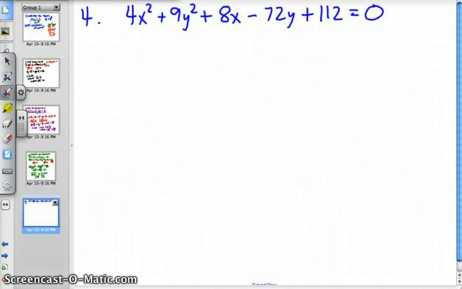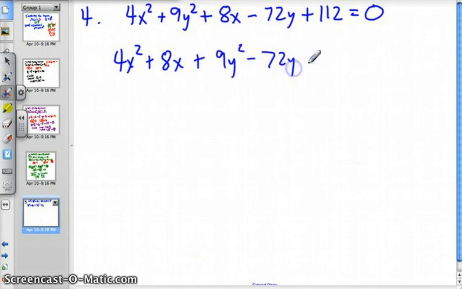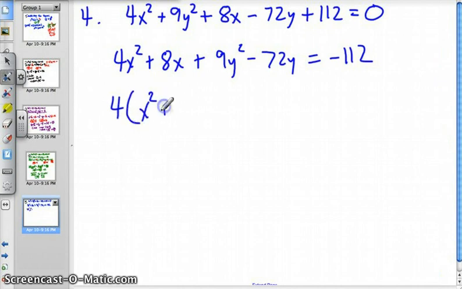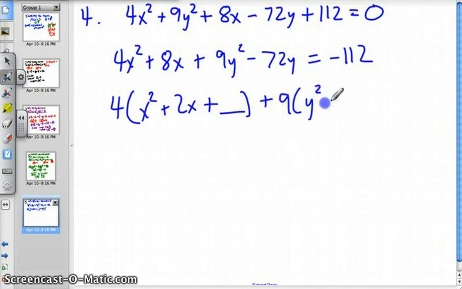And this one's going to work the same way. So I'm going to first group my x and y's together. 4x squared plus 8x plus 9y squared minus 72y equals negative 112. So now I notice I can factor a 4 out of here. So that's going to be 4 times x squared plus 2x and plus 9 times y squared minus 8y. And that's still equal to negative 112.